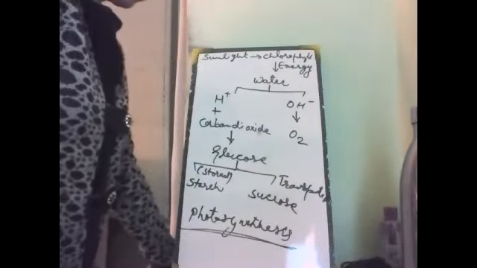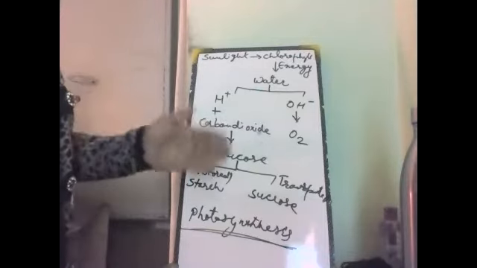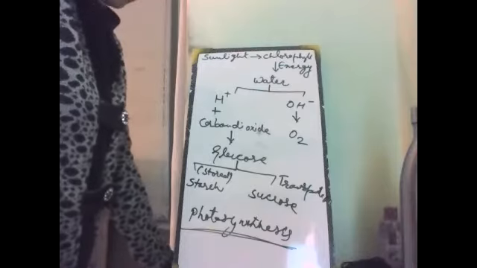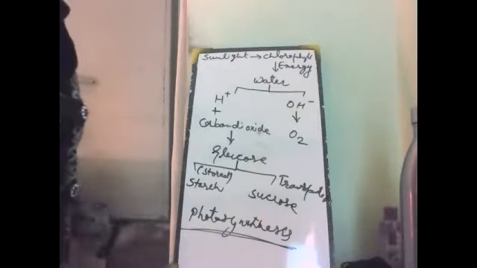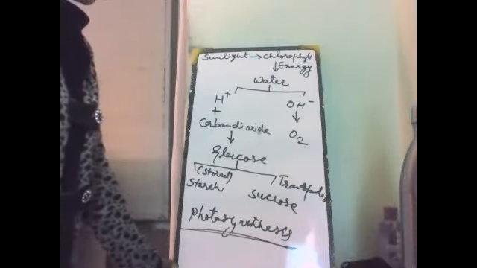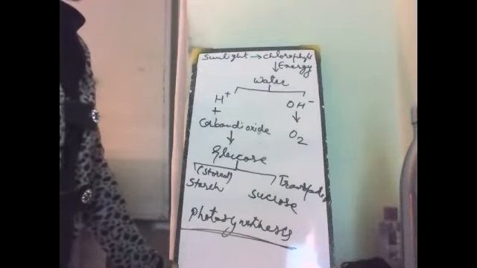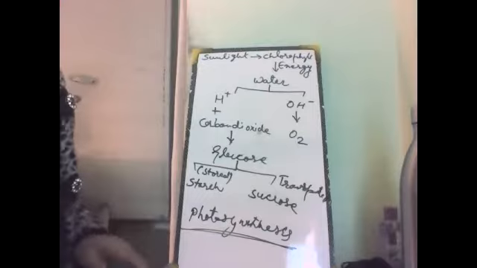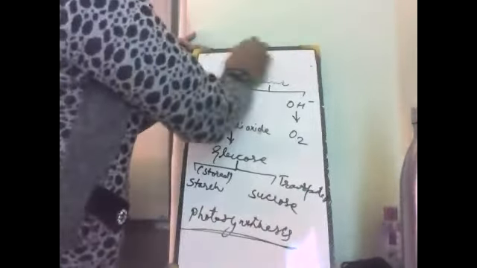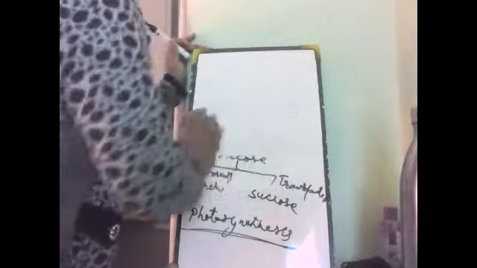After this, the following reaction occurs. Oxygen is released in the air from hydroxyl ions. Hydrogen ions combine with carbon dioxide and form glucose. Glucose is utilized by the plant immediately for growth and energy.